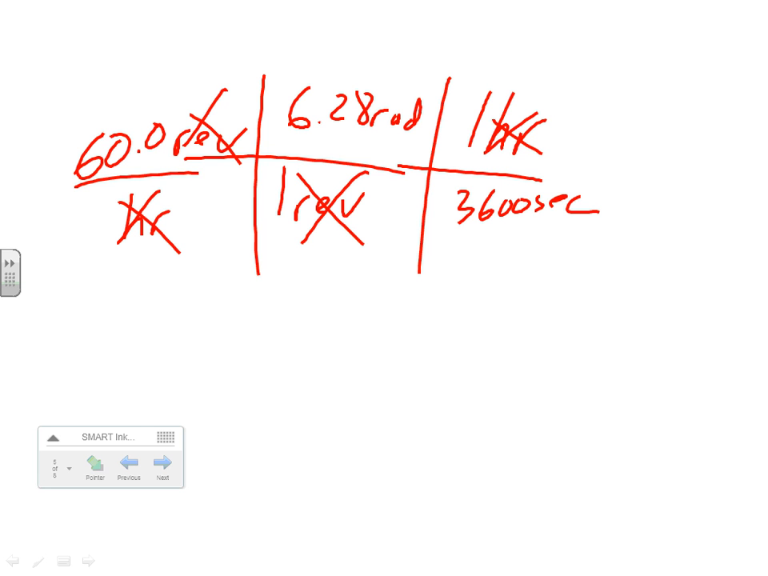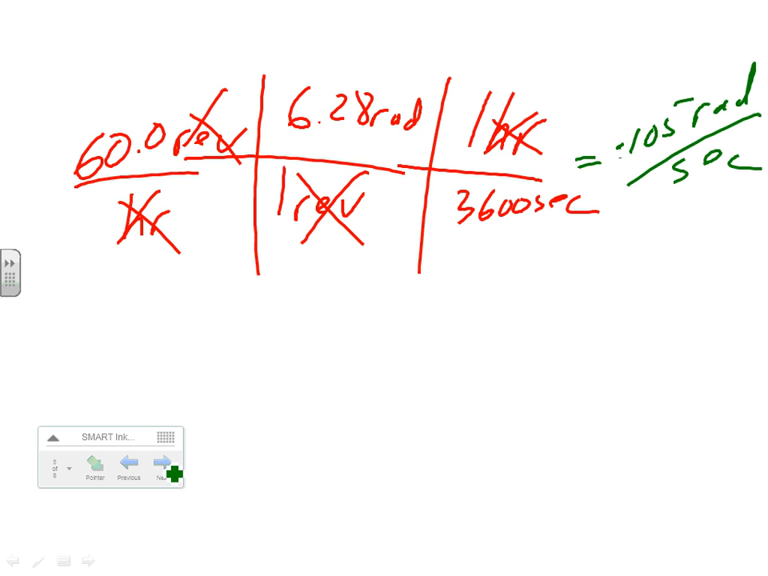So if we do the math on that, 60 times 6.28 divided by 3,600, we end up with 3 significant digits here, 0.105. And again, that answer is in radians per second, 0.105 radians per second.